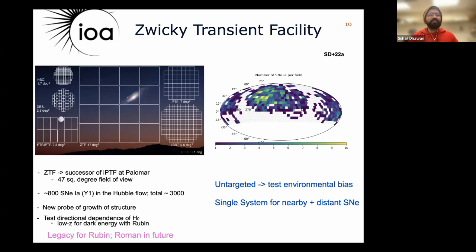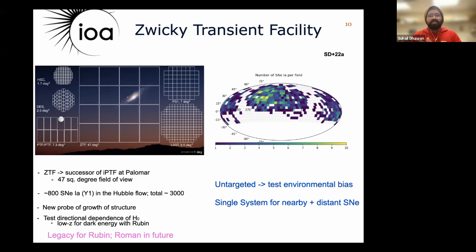ZTF is a wide field optical transient facility, which is run out of the Palomar Observatory. It's a successor to IPTF and has a very large 47 square degree field of view. So this means we can scan very large parts of the sky very quickly. So ZTF in its public survey for the first 3 years could scan the entire northern sky once every 3 days in the g and r bands.